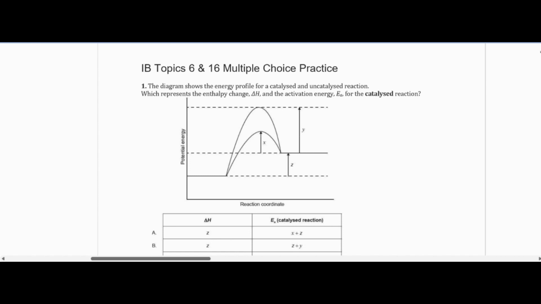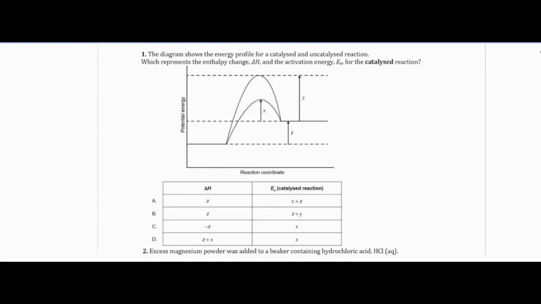Question 1. The diagram shows the energy profile for a catalyzed and uncatalyzed reaction, which represents the enthalpy change. We're looking for the enthalpy change and the activation energy for the catalyzed reaction. So the enthalpy change will simply be the difference between that point and that point, which is Z, and the activation energy will be this here, so that's Z plus X, which is A.